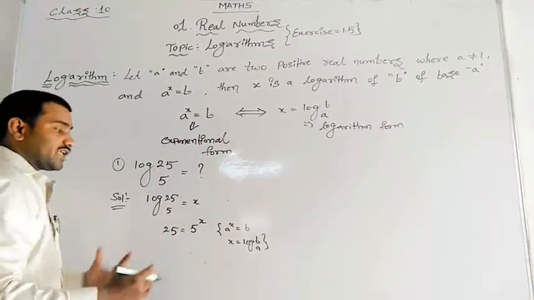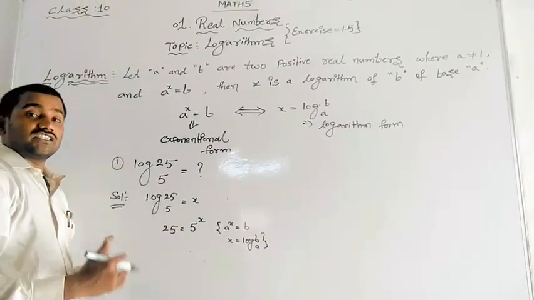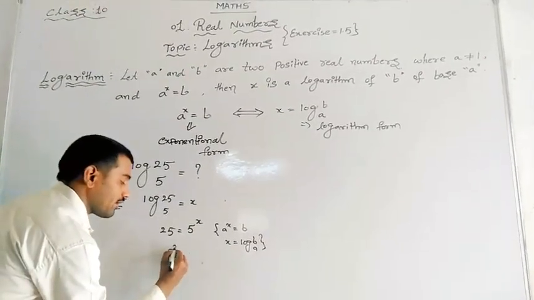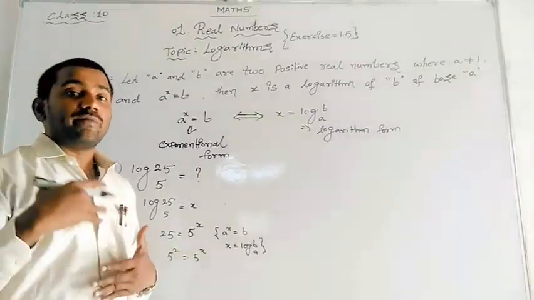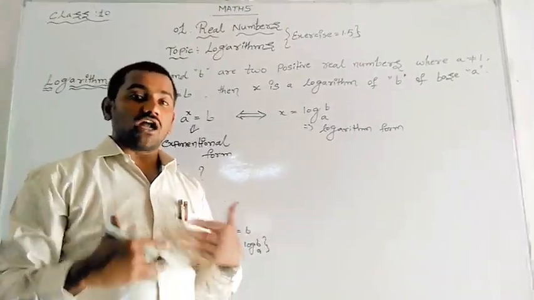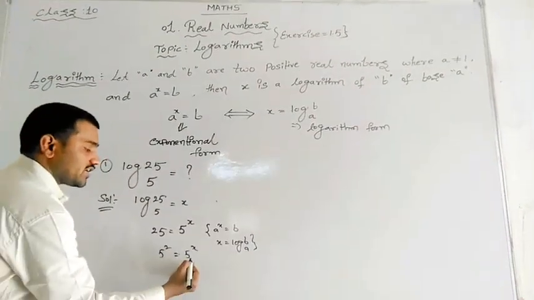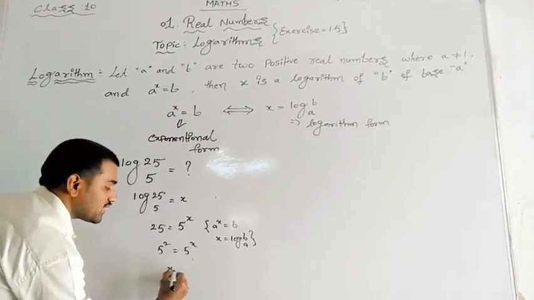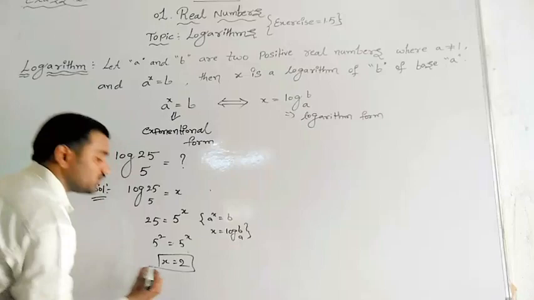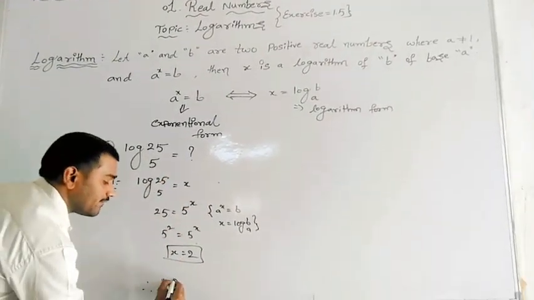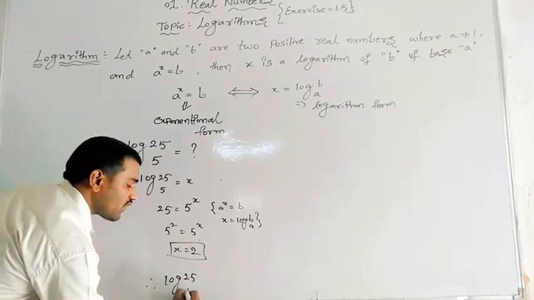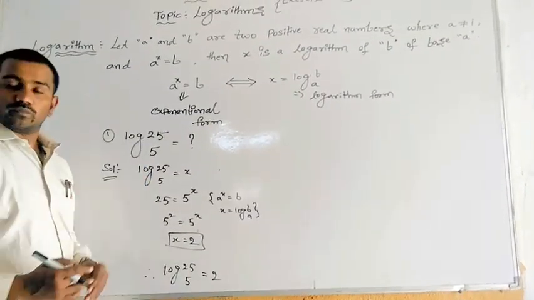As we know, this 25 can be converted as 5 square, equal to 5 to the power of x. As we have studied, when bases are equal, then exponents are also equal. Here the bases are equal, 5 and 5, so the exponents will also be equal, that is x equals 2. So log 25 base 5 equals 2.